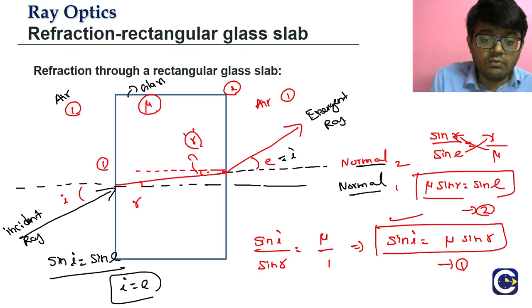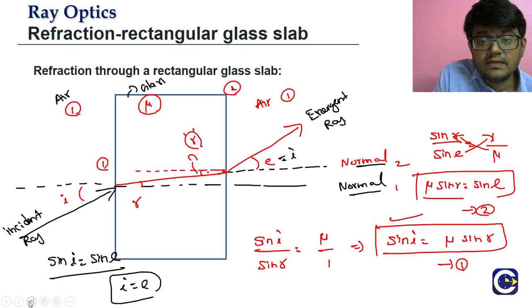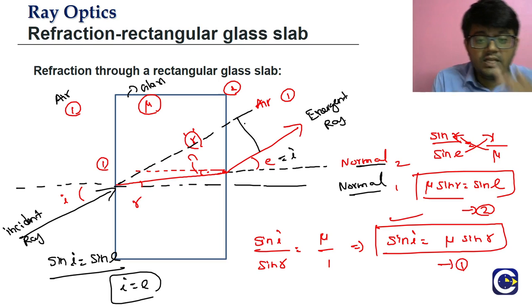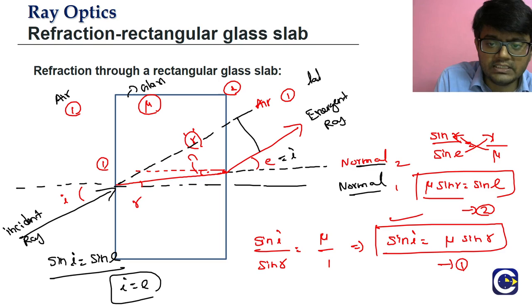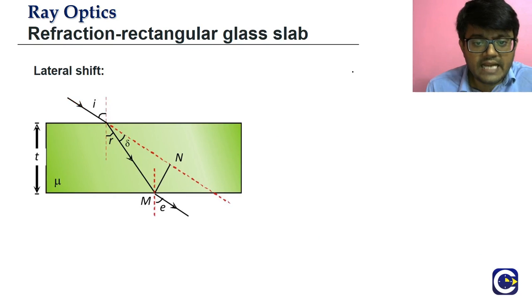Now, while the incident ray and emergent ray are parallel to each other, there will be a shift. If you look at the path of the original incident ray and the path of the emergent ray, you will see that there is a shift. Both are parallel, but there is a shift. This sidewise shift is what we call lateral shift.